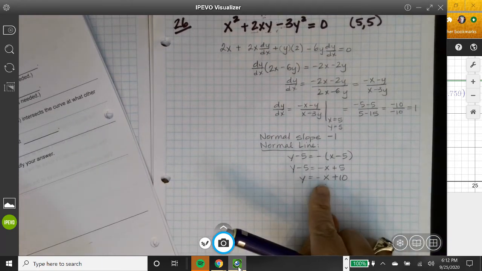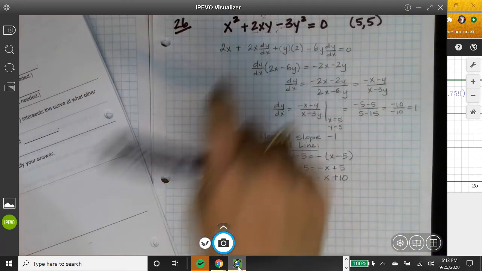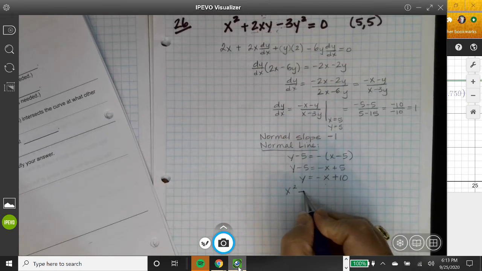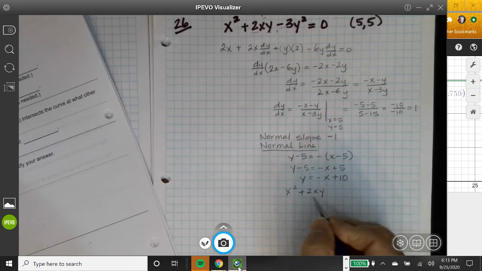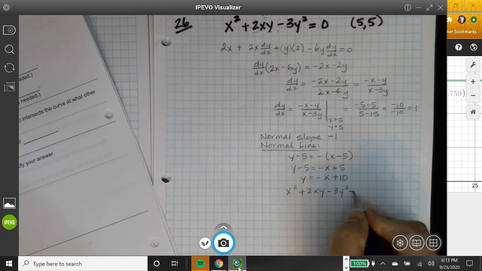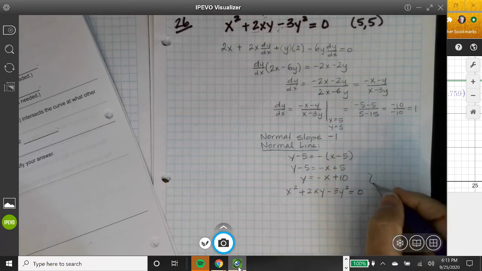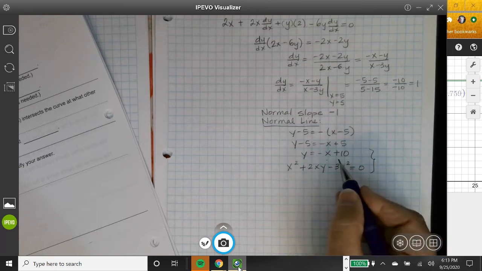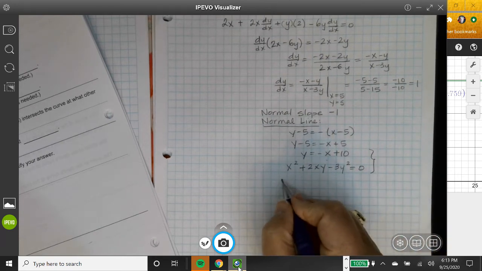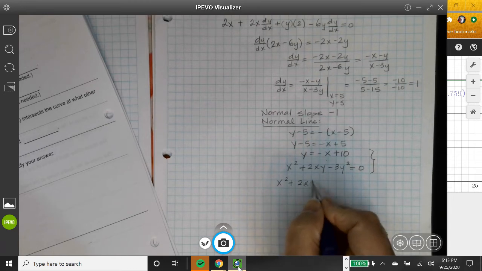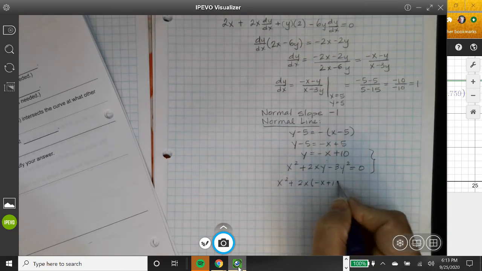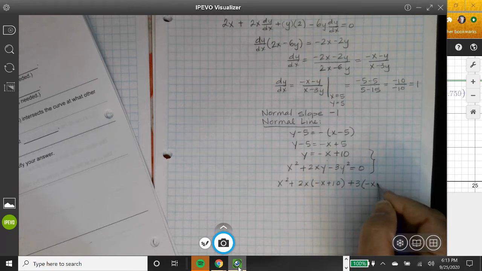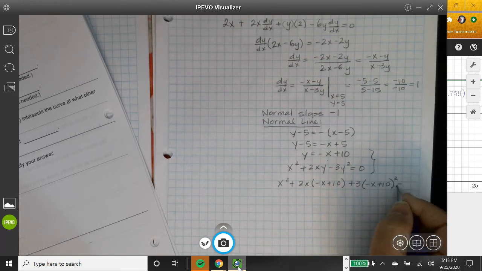So they're saying that this line will intersect this curve at another point, which means this is another system, because it has to be on this curve and this curve. So this is a system. So where we see y, we're going to plug in negative x plus 10. So we're going to get x squared plus 2x times negative x plus 10 plus 3 times negative x plus 10 quantity squared equals 0.